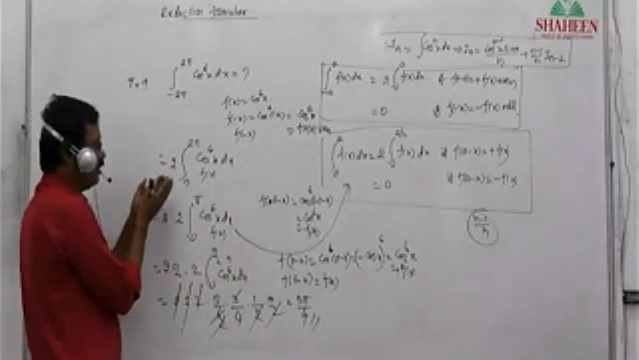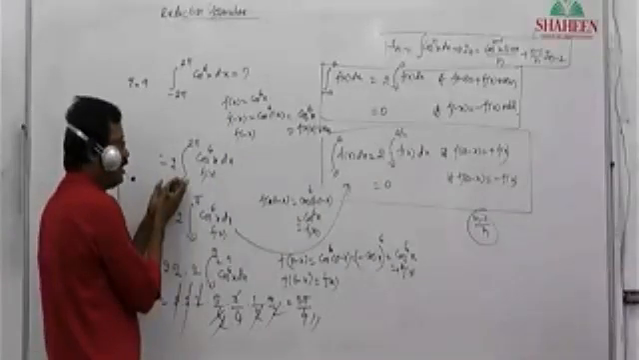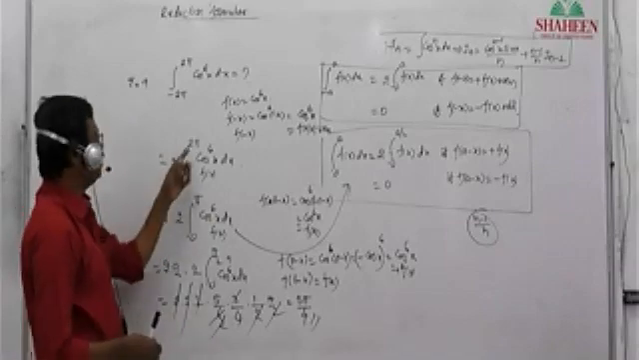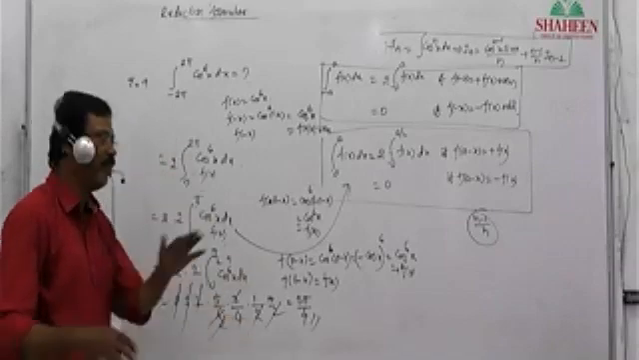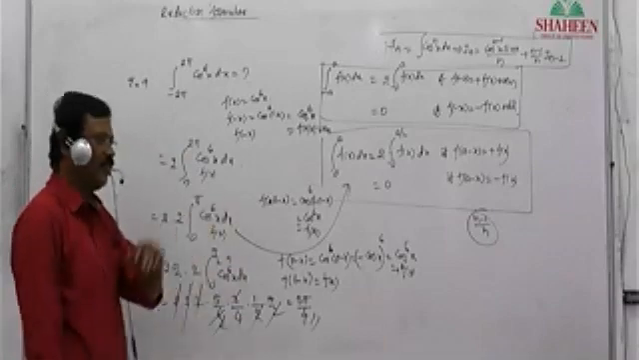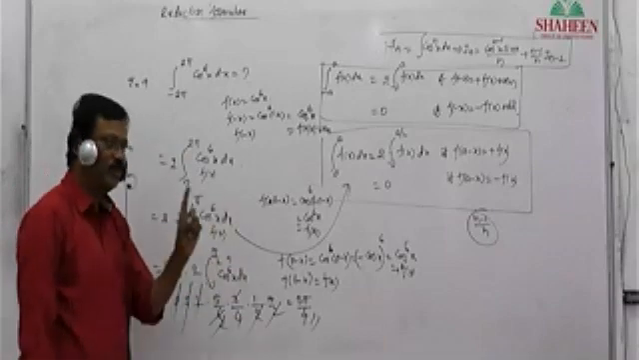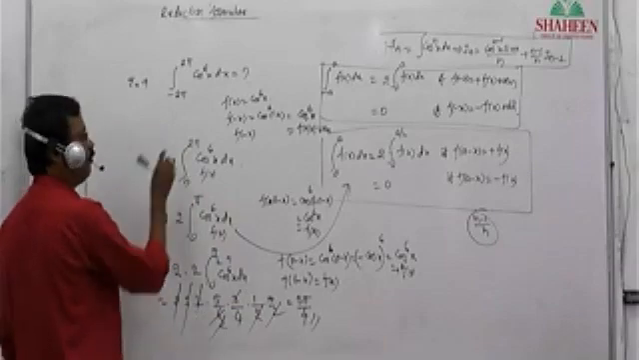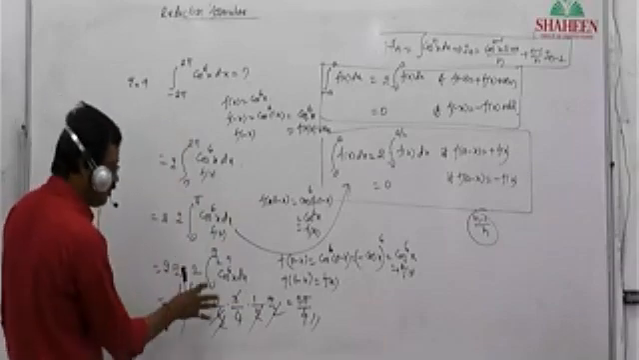Now, till now you did not get 0 to pi by 2. We want limits from 0 to pi by 2. But here 0 to pi by 2 is not there. Don't apply this reduction formula. If the limit is 0 to pi by 2 only, then we apply. Remember, right? 0 to 2 pi. Let us change it into 0 to pi by 2.